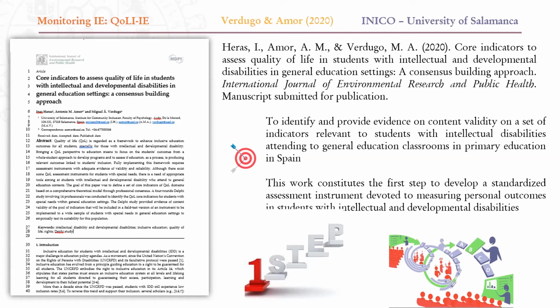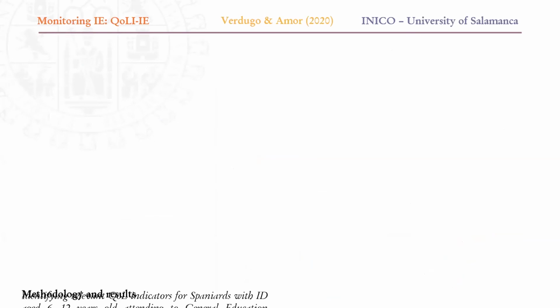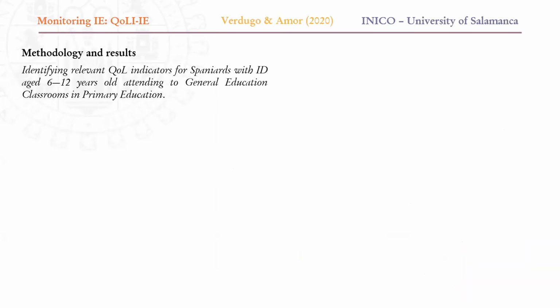The process followed to identify the indicators and provide them with content validity has been the following. In a first moment, we have identified relevant quality of life indicators for Spaniards with ID aged from 6 to 12 years old attending general education classrooms in the stage of primary education. For this, we have followed a two-step process. First, two parallel reviews.